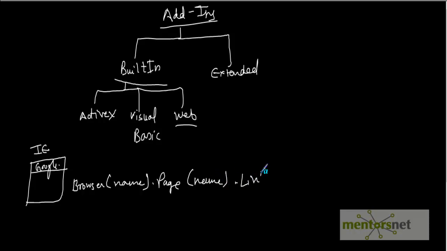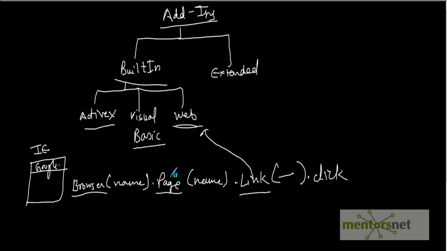Let's say a link is an object. Suppose there is a link on the page and it clicks on that link. So you do a recording like this, you click a link on this page. If the web add-in is loaded onto your QTP, it gives the information of these things: browser, then page, then link. These are the objects that are present in the web add-in. So if you have add-ins installed in the QTP, it means you have access to these objects.